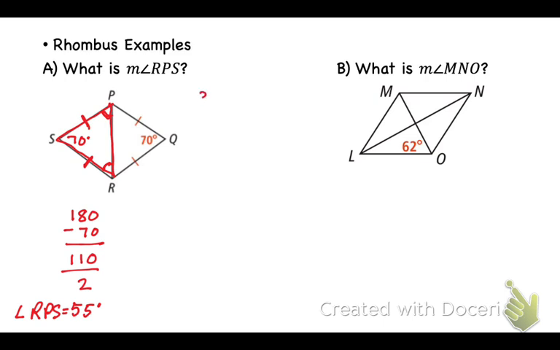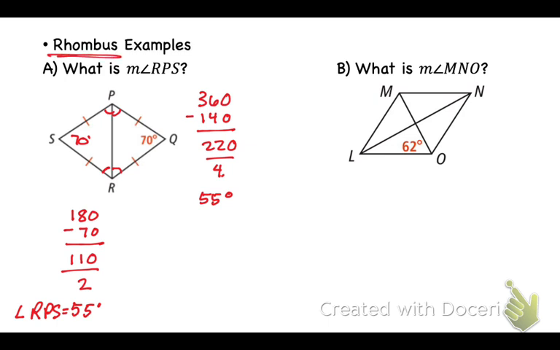Anybody else want to do it differently? What if I did 360 minus 140, divided by 4? What do all the angles in a quadrilateral add up to be? 360, yes? Because 70 plus 70 plus 70 plus 70 is 280, and 360 minus 280 is 80. And aren't every single one of these little angles the same? And so I divided it by 4, and I still get what? 55. So is there more than one way to do it? Yes. Is there a more efficient way than the other? Yes. Okay.